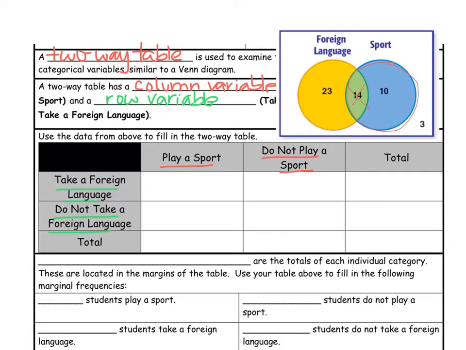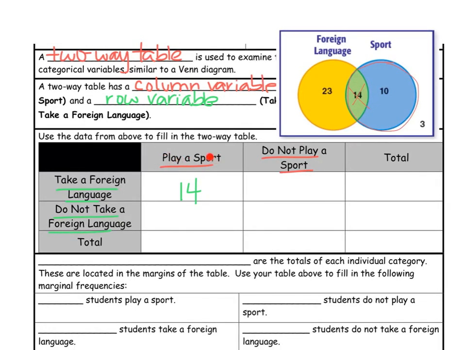Okay, so I've just imported the Venn diagram from above on your paper, and so we're going to fill out this two-way table with our column variables and our row variables using the Venn diagram above. So the first question is, if we look at this column, this is the play a sport column, and this row is take a foreign language. So in this section, we would put the number of students that play a sport and take a foreign language. And so that would be this intersection right there. So there are 14 students who play a sport and take a foreign language.